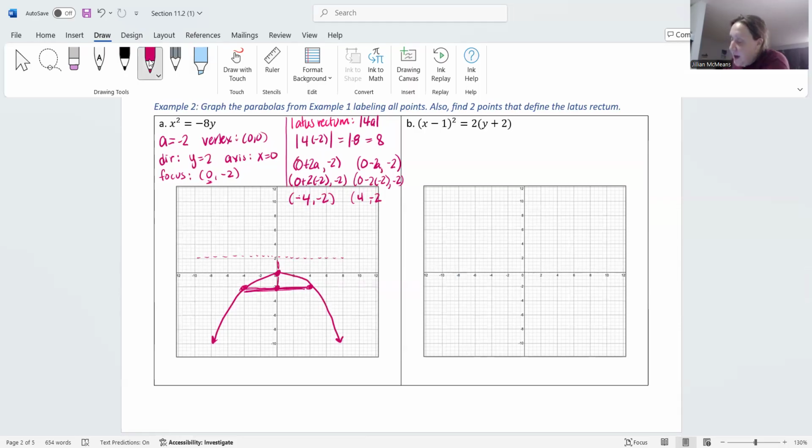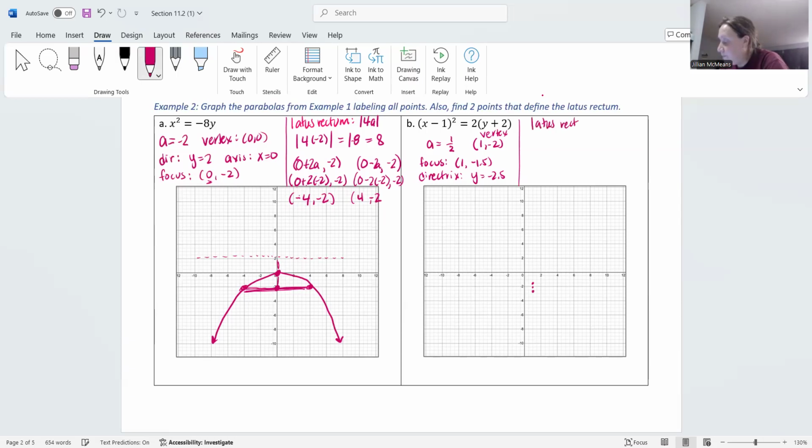Okay, so we had that A was equal to 1/2. The vertex was equal to (1, -2). The focus was (1, -1.5). The directrix was at y equals -2.5. Okay, so let's see what we've got here. We have a vertex at (1, -2), so that's going to be right about there. We have a focus right here, and a directrix right here. Okay, you see what I mean when I tell you I picked terrible grid paper? I'm sorry about that.